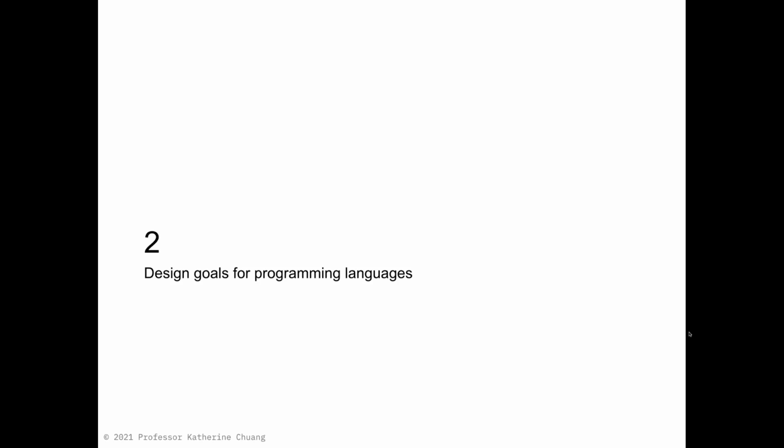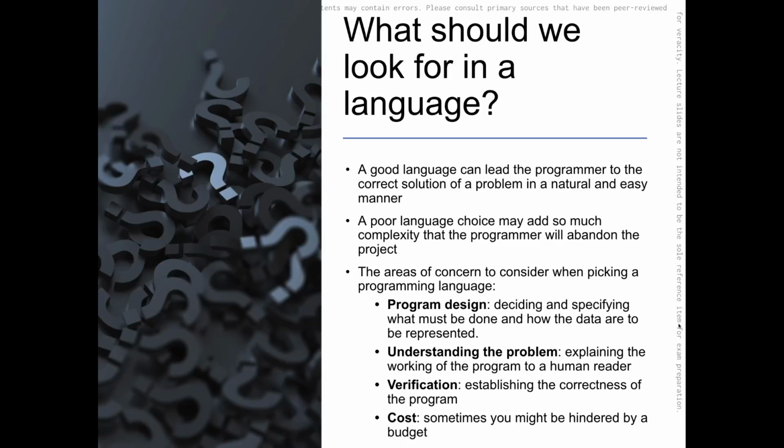All right, the next part of the lecture is on the design goals for programming languages. So what should you look for in a language? A good language is a language that fits the problem that you're working on. Okay, so that would be, it leads the programmer to the correct solution of the problem, and not just getting it done, but also, satisfactory would be that you can solve the problem.